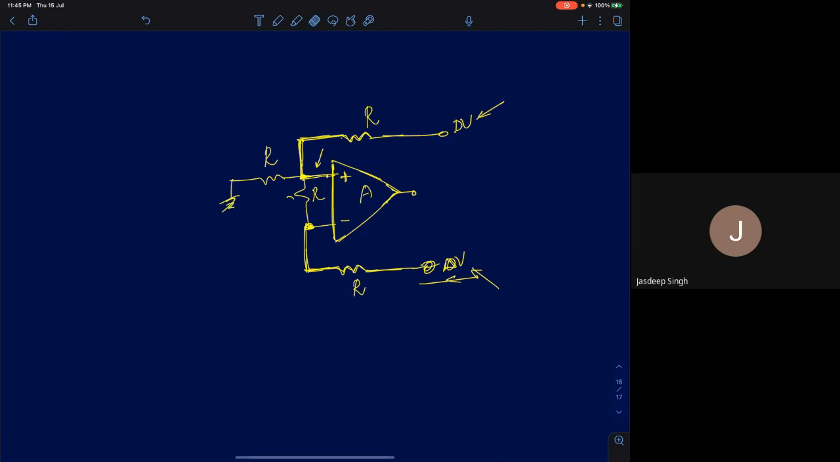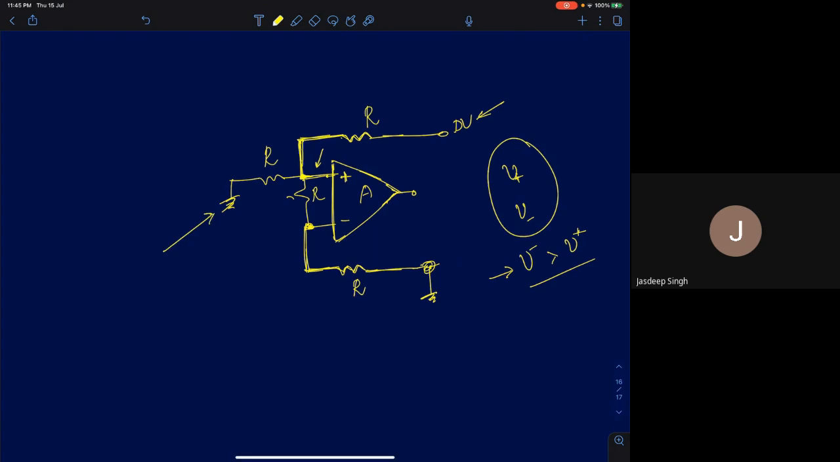If this is delta V, I'll assume this node voltage is at ground. So I'll apply superposition to find out what V plus and V minus are. In a negative feedback system, V minus should be greater than V plus. This condition should hold true in a negative feedback system. So I'm shorting the input, applying a disturbance at the output, and if I can show that V minus is greater than V plus, then I know the circuit has negative feedback. There is strong negative feedback in the circuit.